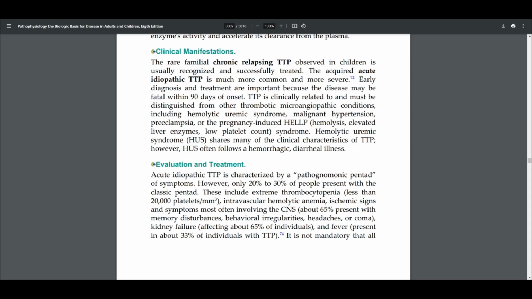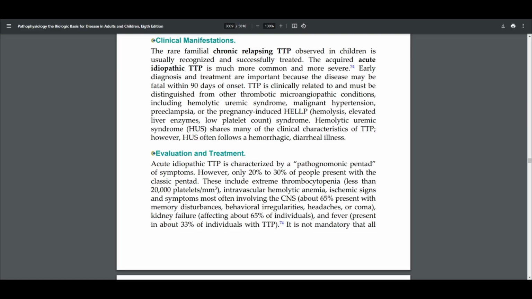Clinical manifestations: the rare familial chronic relapsing TTP is observed often in children and is usually recognized and successfully treated. The acquired acute idiopathic TTP is more common and more severe. Early diagnosis and treatment are important because the disease may be fatal within 90 days of onset. TTP is clinically related to and must be distinguished from other thrombotic microangiopathic conditions, including hemolytic uremic syndromes, malignant hypertension, preeclampsia, or the pregnancy-induced HELLP syndrome.